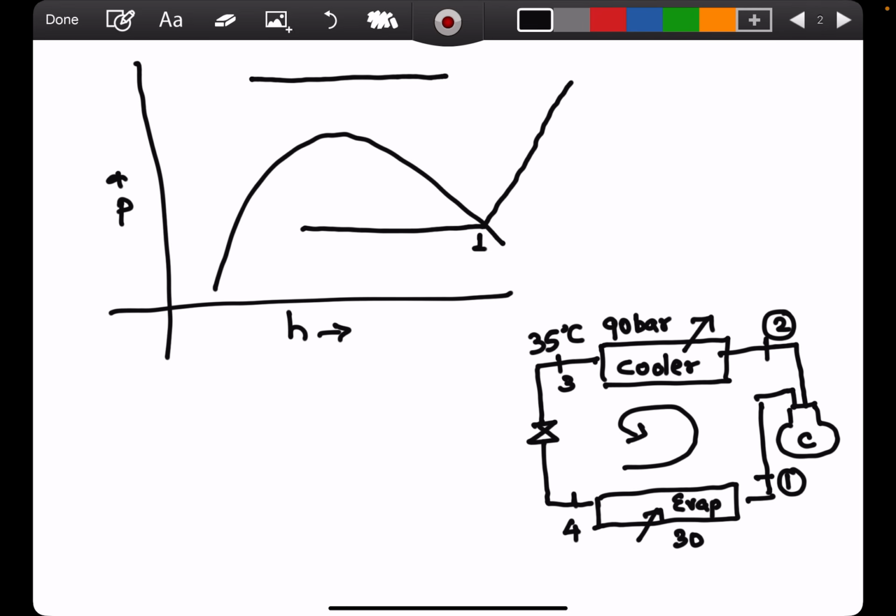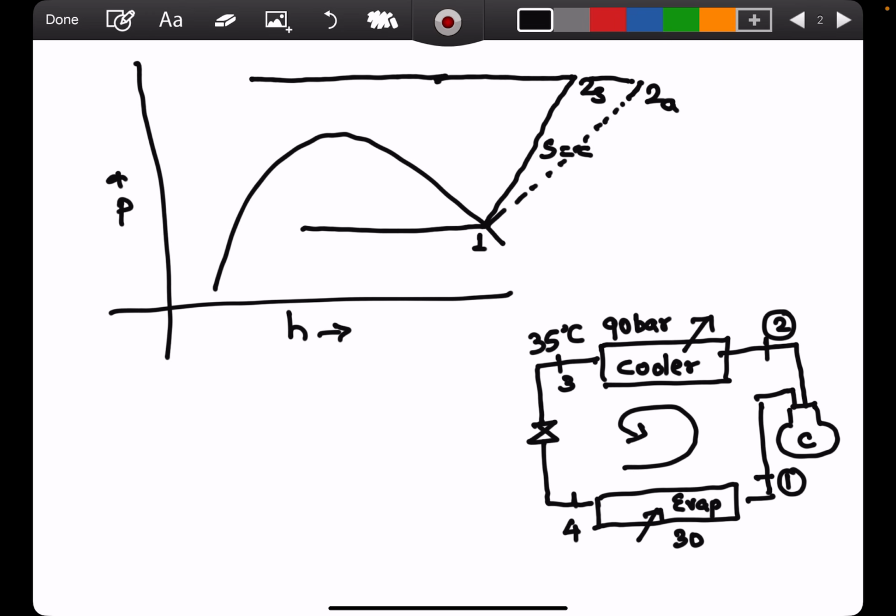Suppose there is an ideal compression, then it is isentropic. So that gives you a state 2. Assuming that it is ideal, the entropy remains constant. But if it is not ideal and if there is isentropic efficiency given, then you will have this as a state 2. So in order to differentiate between these two, I will call this 2s and this 2a. 2a is actual and 2s means isentropic.